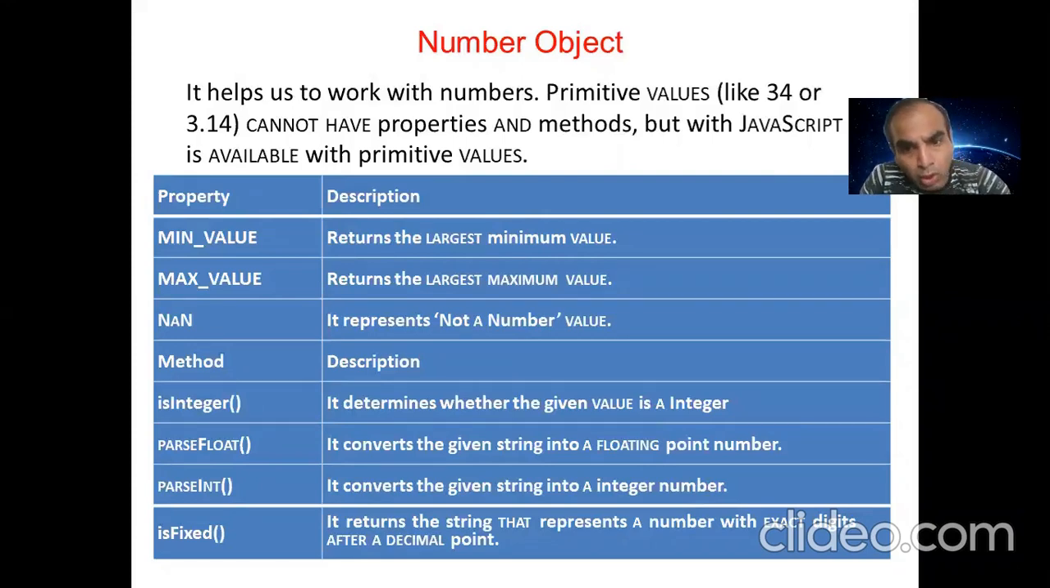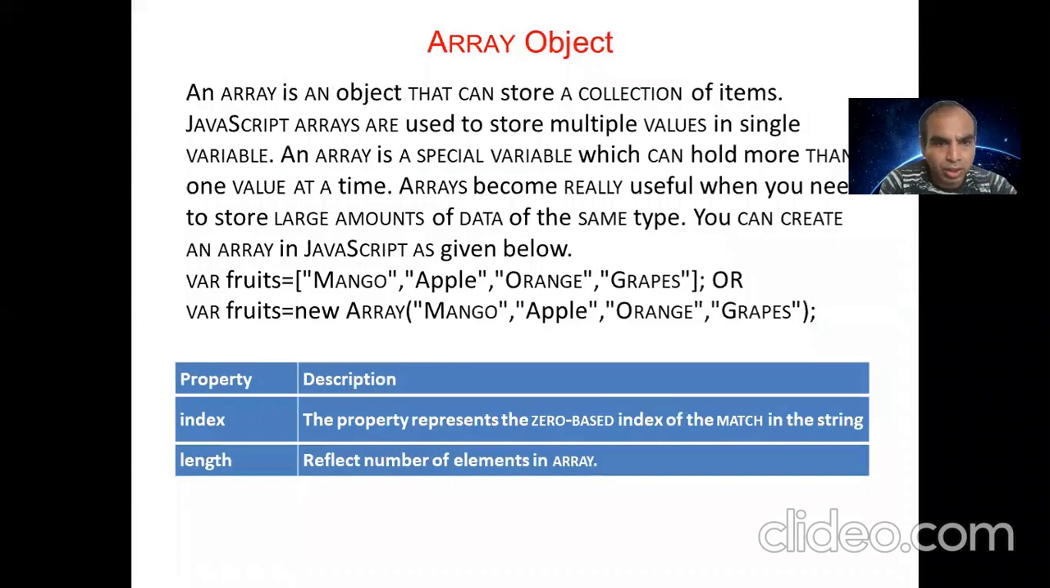Now NaN means not a number value. There are methods also given: isInteger determines whether the given value is an integer or not. Then parseFloat converts a string value into a floating number. parseInt converts a given string into an integer number. toFixed returns the string that represents the number with the exact digits after the decimal point. The next object is the Array object.